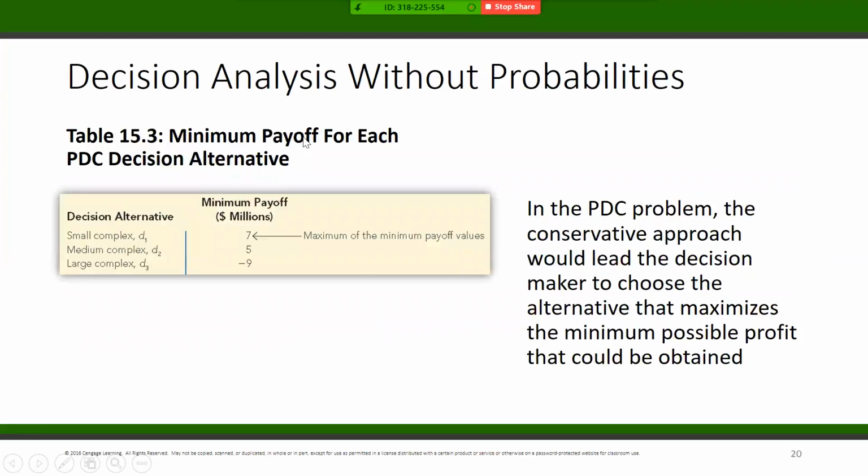So here, this is the minimum payoff. So now we're looking at the state 2, okay? And so what we want to do is, this is going to be the maximum of the minimum payoffs. And so that's going to be the D1 complex. And so for the PDC problem, the conservative approach would lead the decision maker to choose the alternative that maximizes the minimum possible profit that could be obtained, which is the state 2.